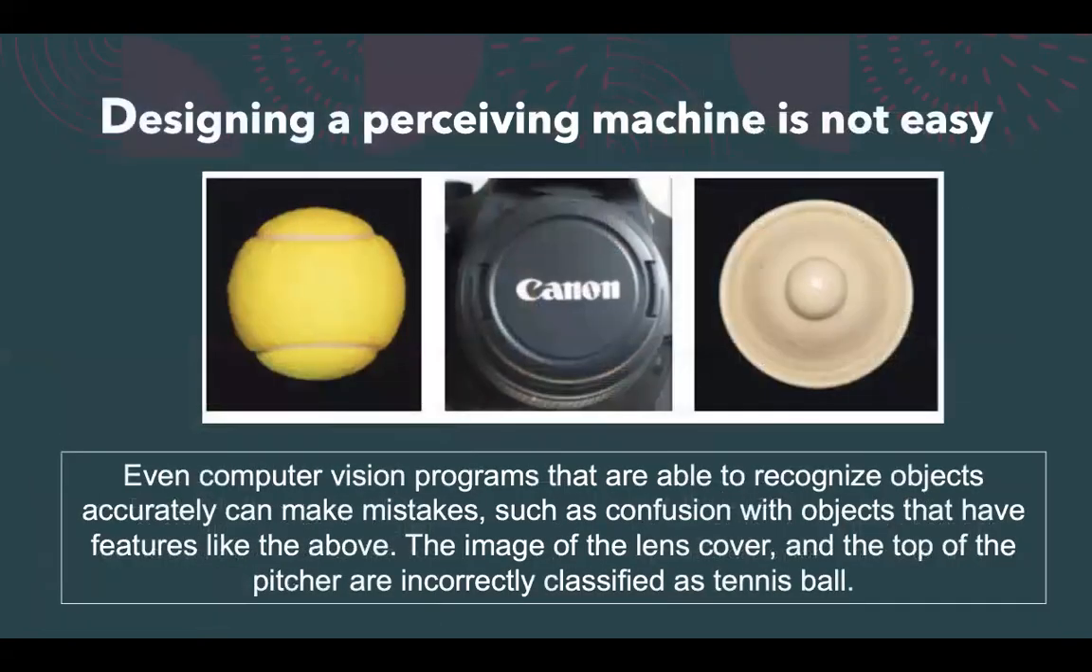So let's see this example as well. To distinguish these three round objects is actually difficult for a machine. Computer vision programs experience confusion in recognizing this picture. So the image of the lens cover and the top of the picture are incorrectly classified as a tennis ball by the machine or the computer.